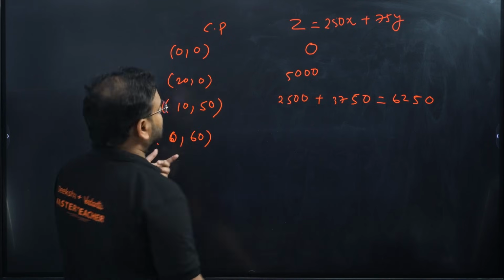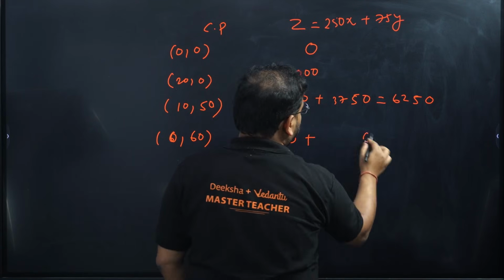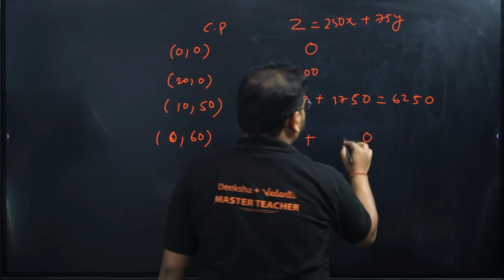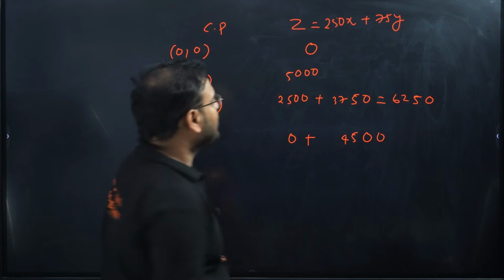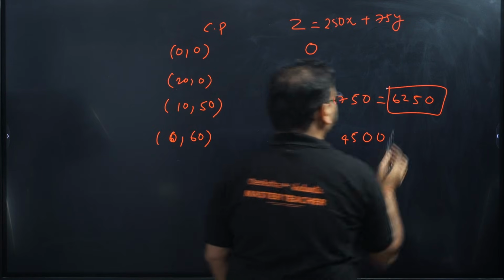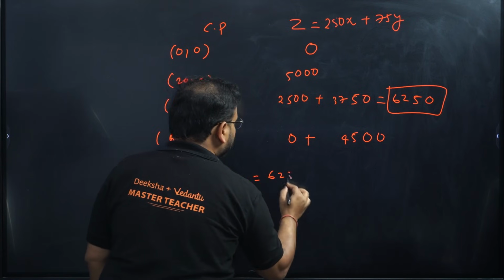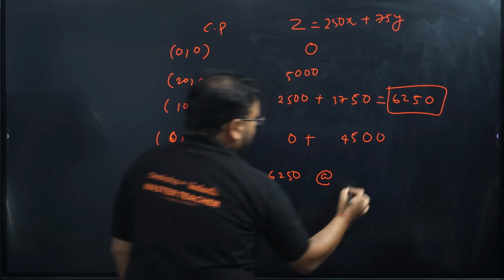Last one, 0, 60. This will be 0 plus 60 into this. 5, 6 are 30, carries 3. And 6, 7 are 42 plus 3, 45. This is correct. 4500. So this is your maximum value. This is your Z max. So Z max is equals to 6250 and occurs at the point 10 comma 50.